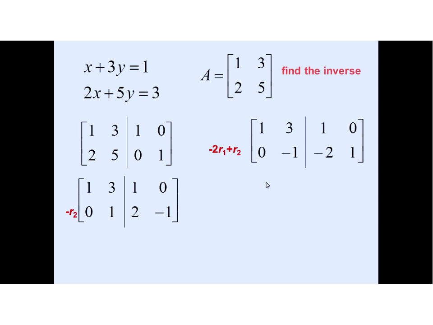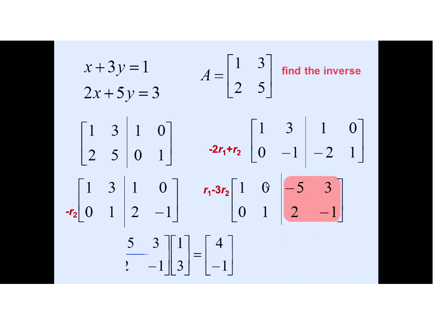Then I want to remove the 3 from the upper side. In place of 3 I want 0, so I apply r1 minus 3r2. So I get the identity matrix on the left hand side, and whatever I get on the right hand side is called the inverse. So the inverse of the matrix is minus 5, 3, 2, minus 1. This is the inverse.